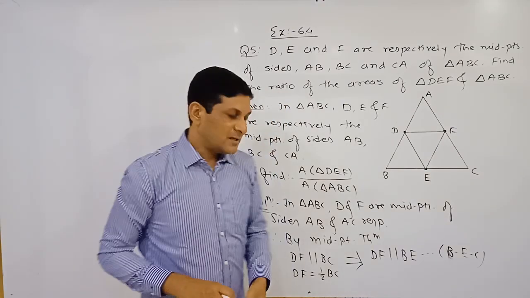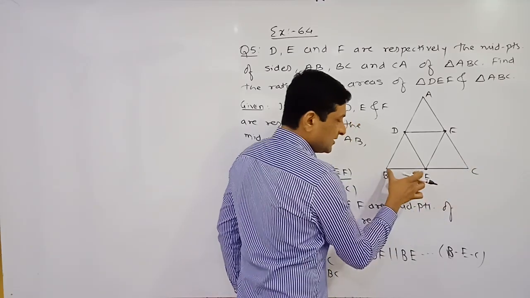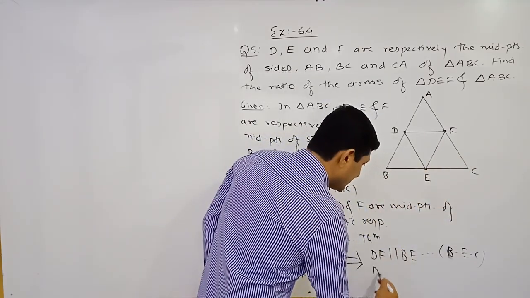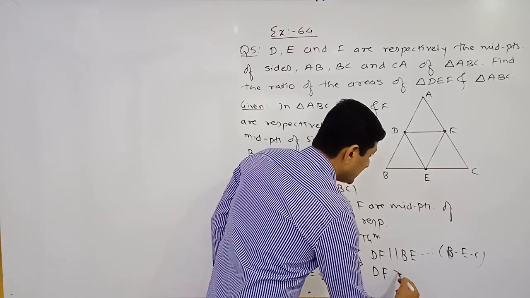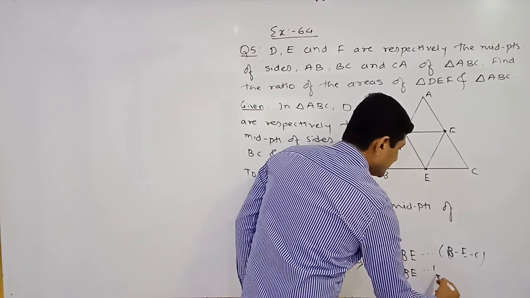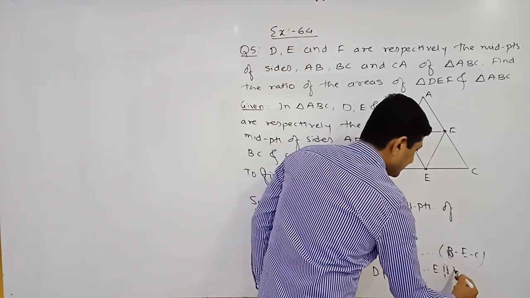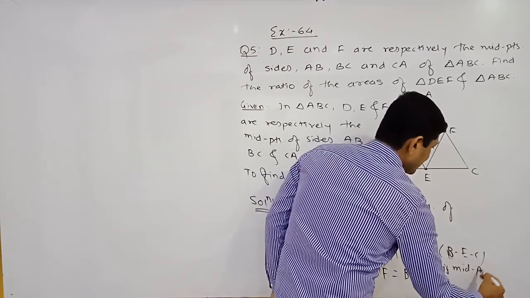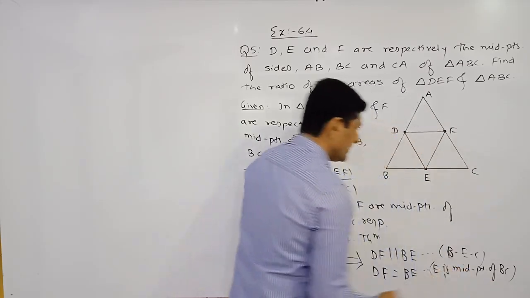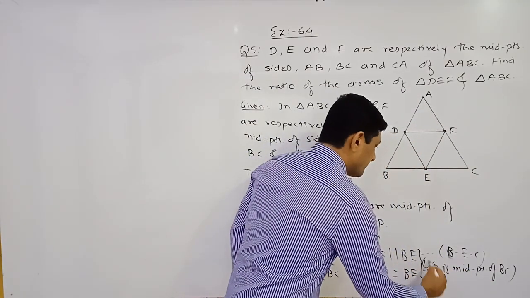Now again, DF is half of BC. So half of BC is nothing but BE, because E is the midpoint. So again the result we get here is DF equals BE. The reason is that E is the midpoint of BC. Okay. Now let us denote this result as equation number 1.